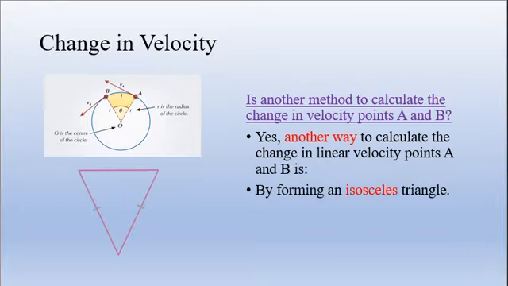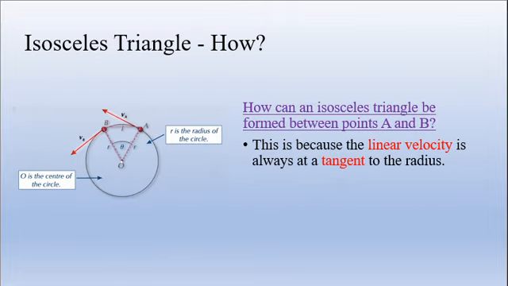Another way to calculate the change in velocity between 2 points, such as A and B, is by forming an isosceles triangle. So, how can an isosceles triangle be used to calculate the change in velocity of an object moving in uniform circular motion between 2 points such as A and B?